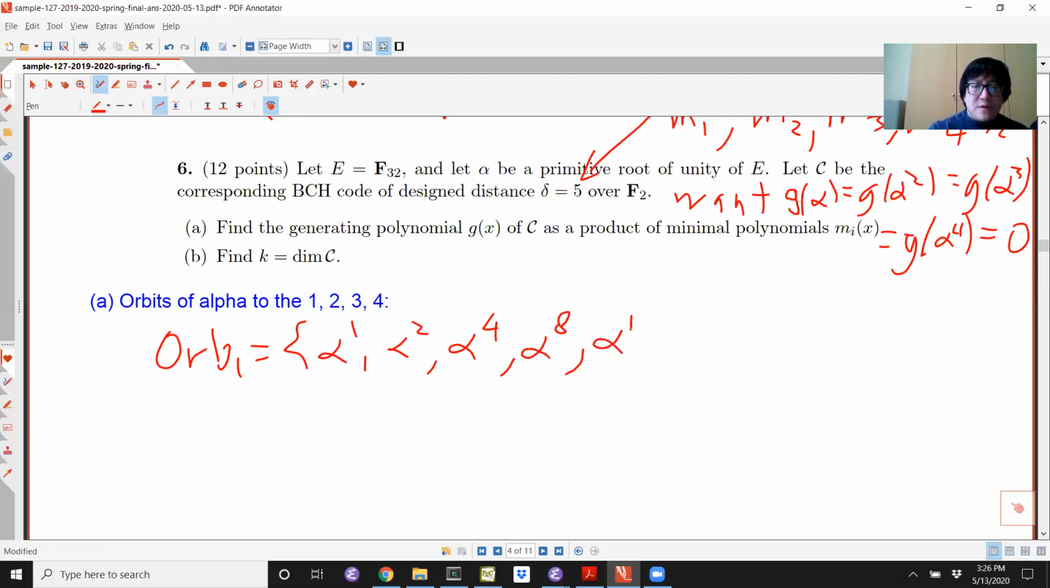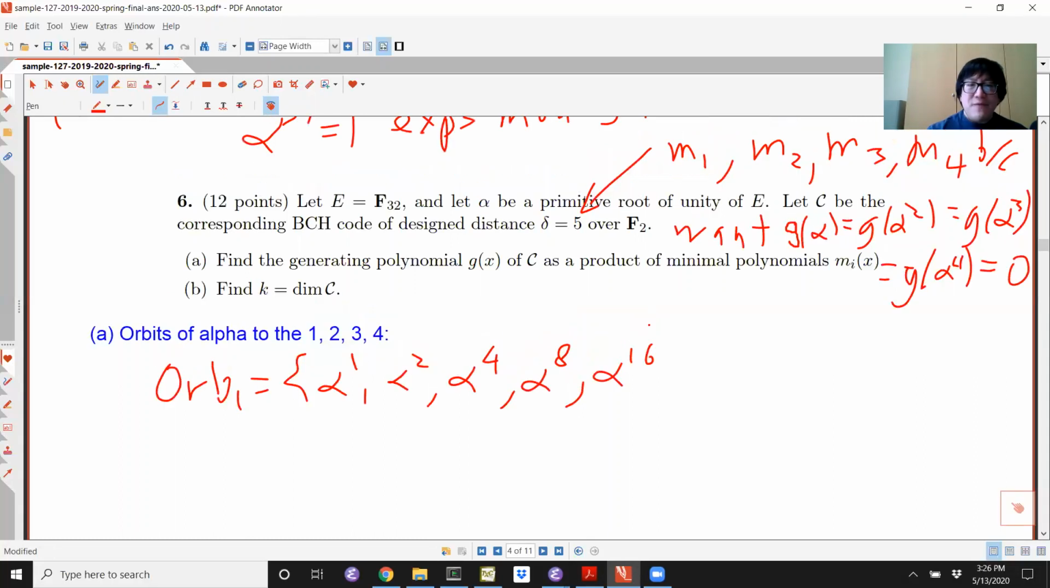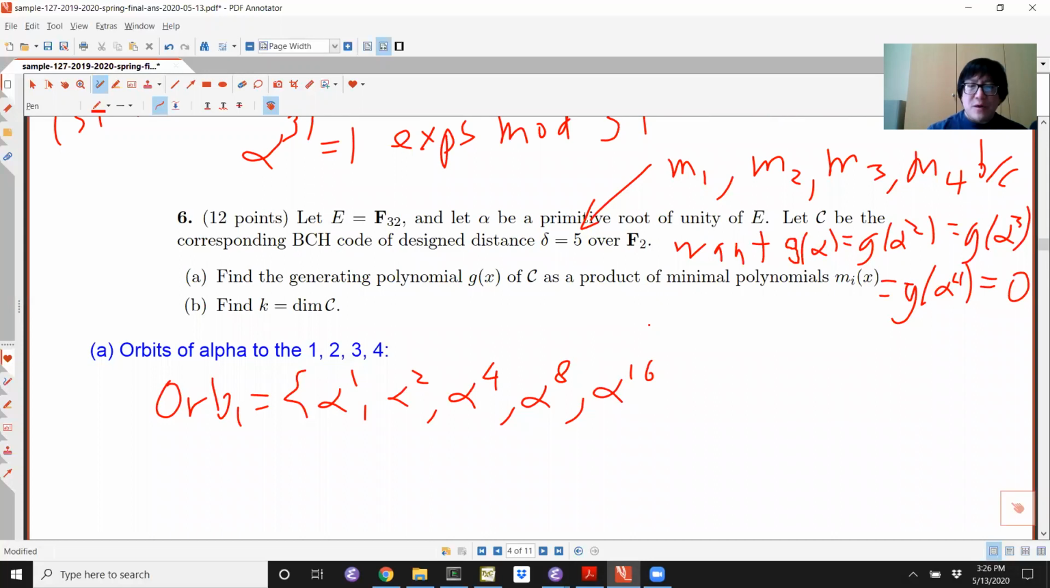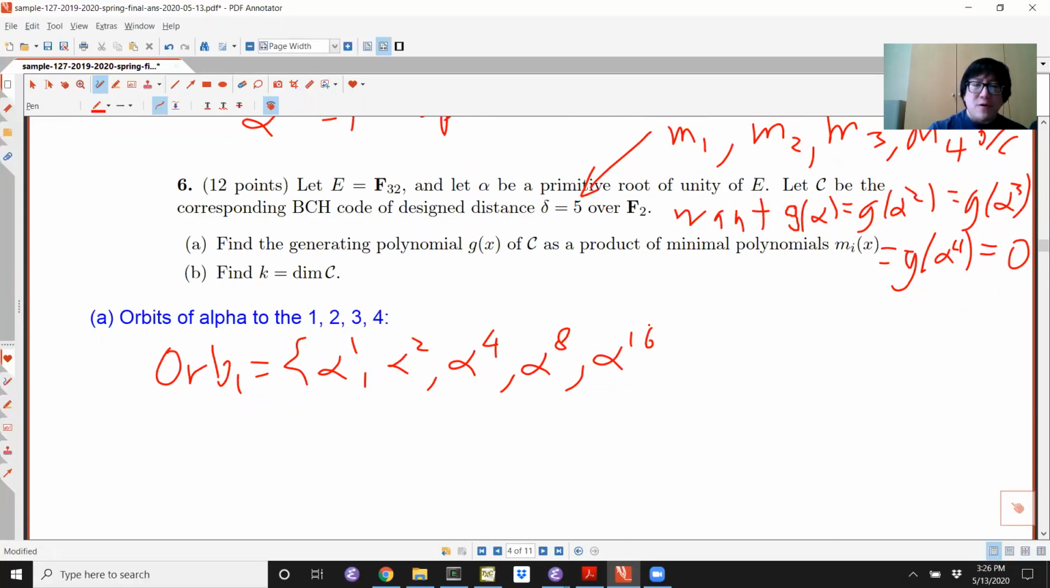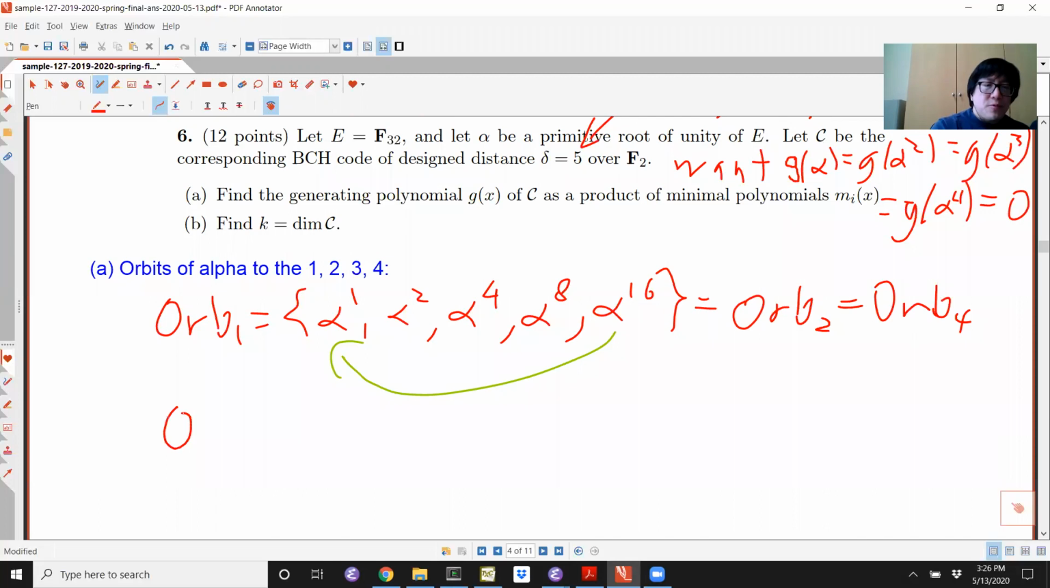Remember, the orbits we compute are the orbits under the Frobenius automorphism, which is a fancy word for squaring. Then we get alpha to the 32. Remember, alpha exponents are mod 31, so alpha to the 32 is equal to alpha to the 1, and so we're done. That's the orbit of alpha to the 1, orbit number 1. But because alpha squared and alpha to the fourth also appear here, it is equal to orbit number 2 and also orbit number 4. The only other thing we need to compute is orbit number 3.